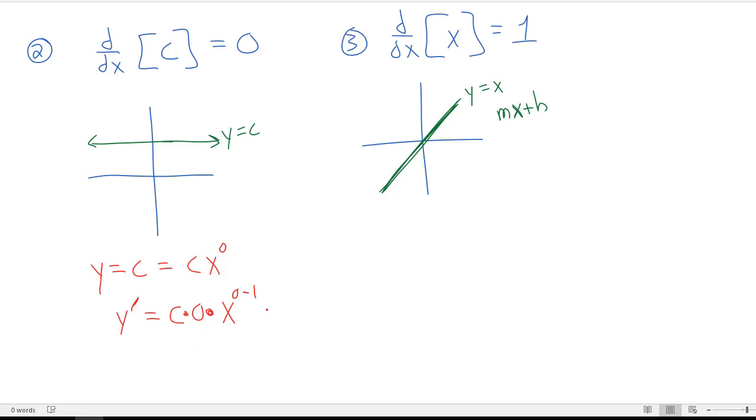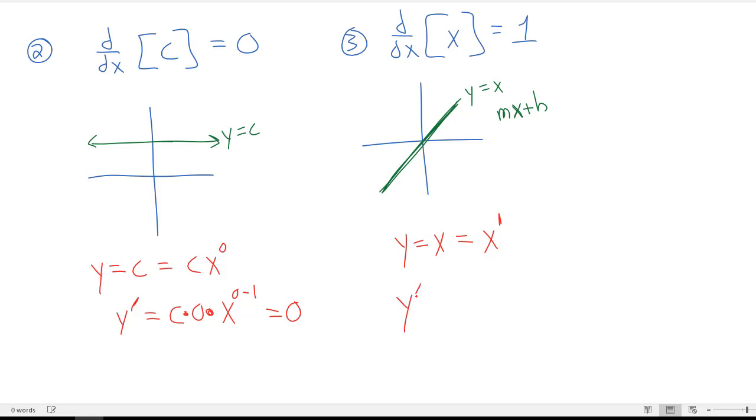And 0 times anything is 0. So this rule that is sometimes presented as a separate rule is really just one case of the power rule. And then ditto for this guy here, right? I mean, y equals x is really x to the 1 power.